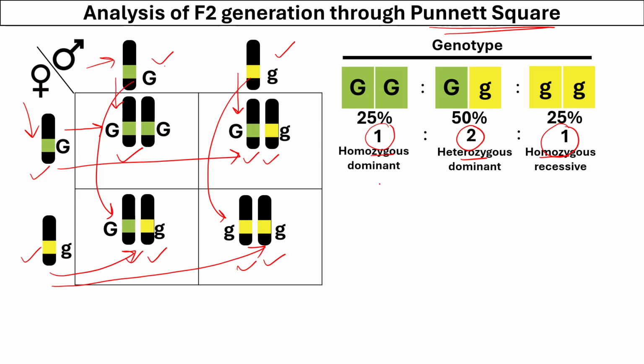This condition is called homozygous because the alleles are the same. This is also called homozygous because they are the same, but this is homozygous dominant and this is homozygous recessive. And this one that had different alleles is called heterozygous.